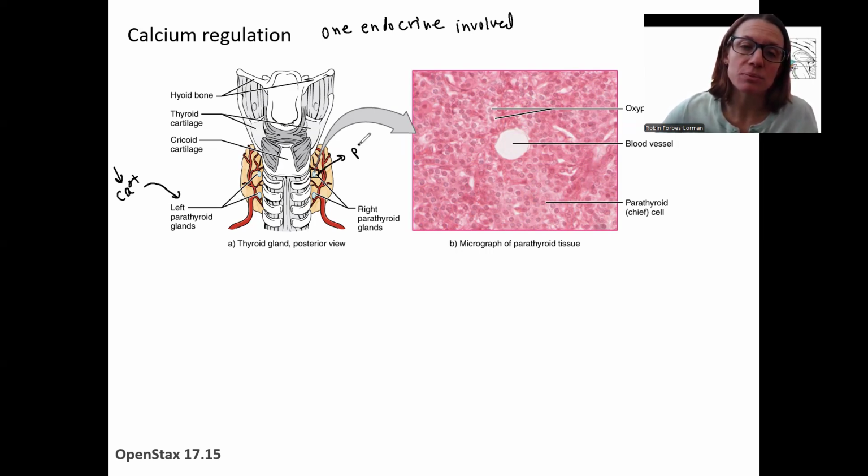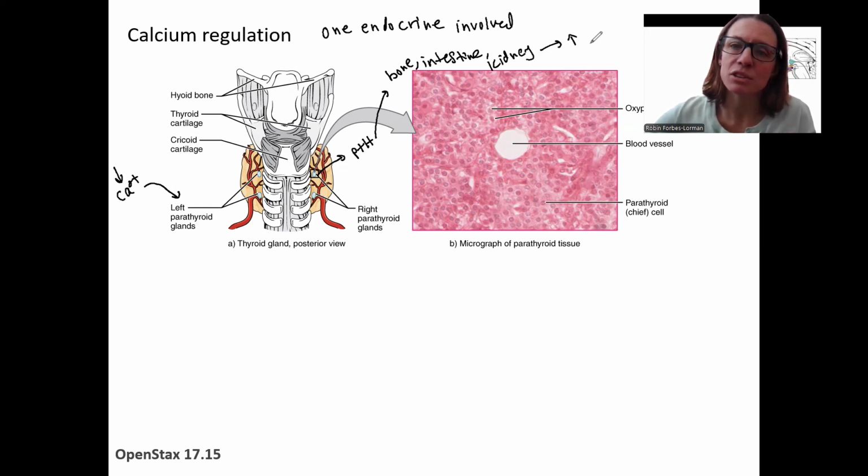Release PTH, parathyroid hormone. This here is just showing the histology of the parathyroid gland, the cells that are detecting and then producing PTH. PTH is going to target the bone, intestines, and kidneys, which all have responses to increase calcium. Negative feedback loop, maintaining plasma calcium.